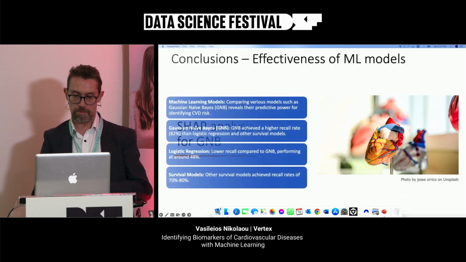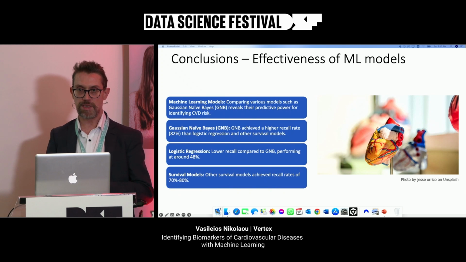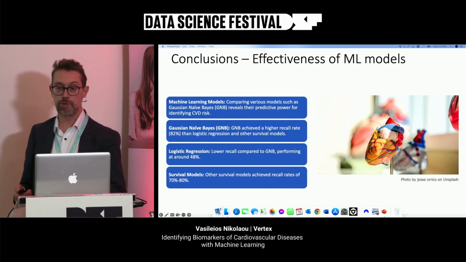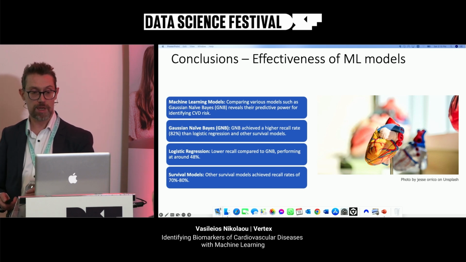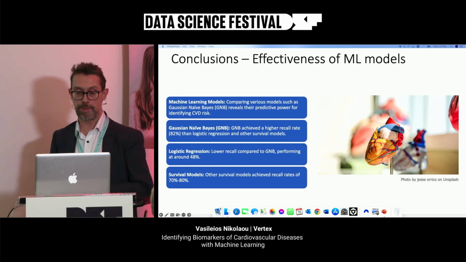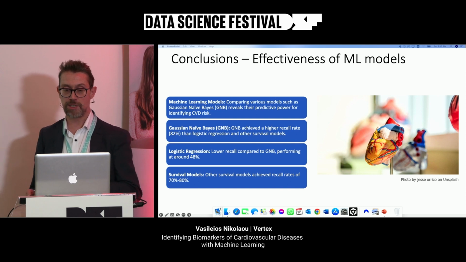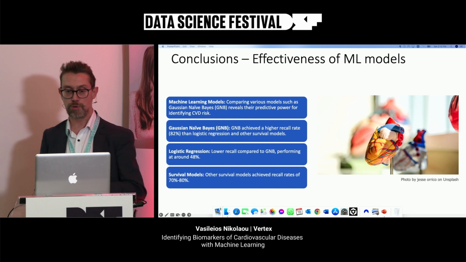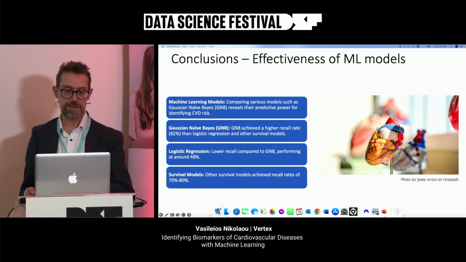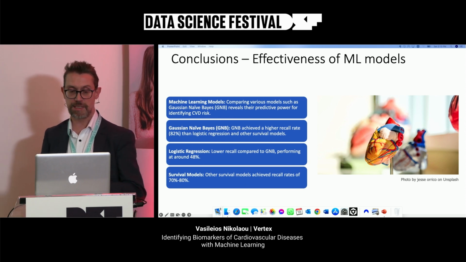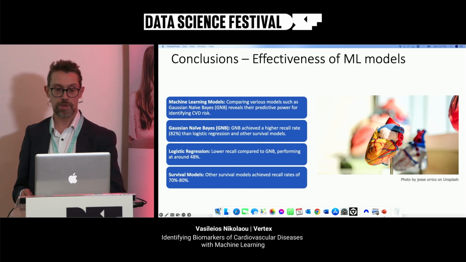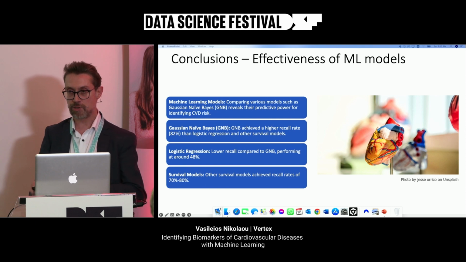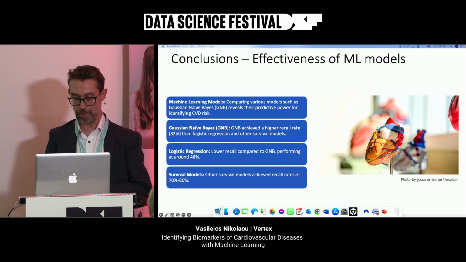So basically, the takeaway conclusion of what we found is that we can build a machine learning model to get better prediction of CVD cases than the traditional logistic regression model, and to do as well as, and even slightly better than, the existing survival models, without relying on the unrealistic assumptions that the traditional statistical models make.